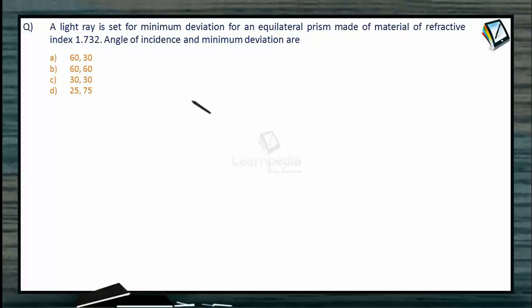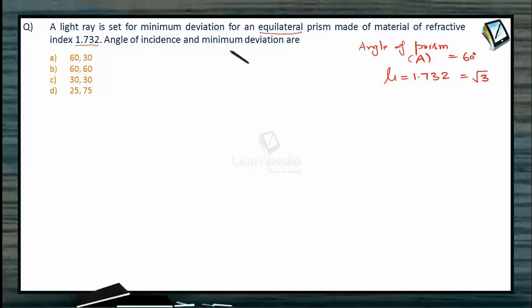A light ray is set for minimum deviation for an equilateral prism made of material of refractive index 1.73. Prism is equilateral, that means angle of prism is 60 degrees. Angle of prism, which is normally denoted by A, is equal to 60 degrees because it is an equilateral prism, and mu value is 1.732, which is equal to under root 3.